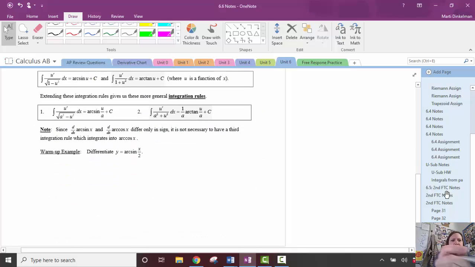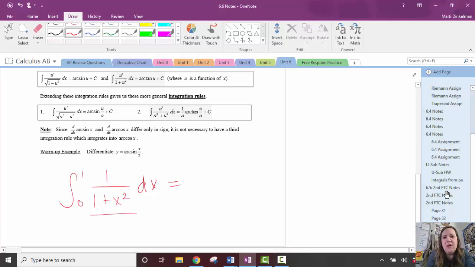All I really want to make sure you do here is, if you see an integral, let's say the integral from 0 to 1 of 1 over 1 plus x squared. I know this is not going to be a u-sub because if I take the derivative of 1 plus x squared, it's going to be 2x, which is not what's on the top. It's also not a natural log because the derivative of the bottom is not in the top. So I have to remember that this is a tan inverse of x.